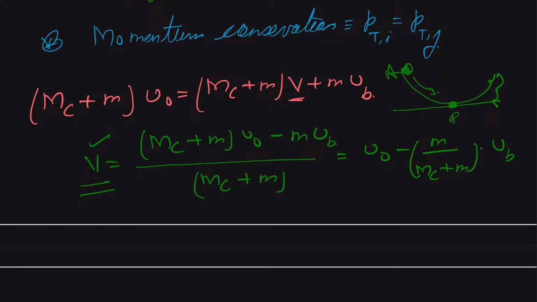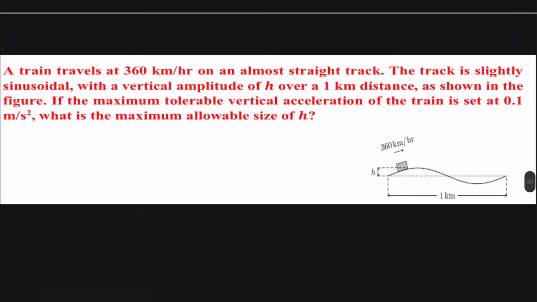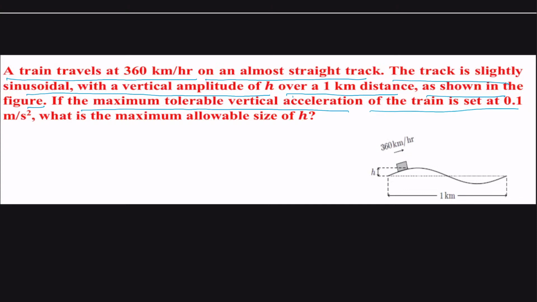So we come to our next question. In this question it is given that a train travels at 360 km per hour on an almost straight track. The track is slightly sinusoidal with a vertical amplitude h over a 1 km distance as shown in the figure. If the maximum tolerable vertical acceleration of the train is set at 0.1 meter per second square, what is the maximum allowable size of h?